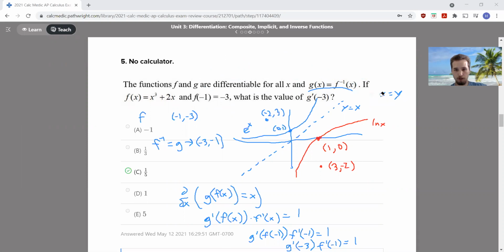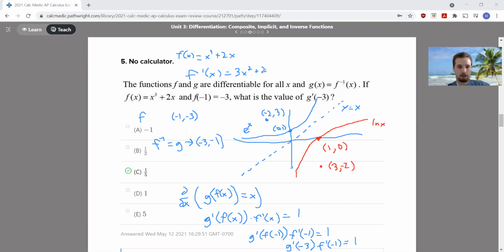Don't worry, the questions on the back half are a little bit easier. Let's take f of x equals x cubed plus 2x. So f prime of x, well, we're just going to be utilizing the power rule, right? So you get 3x squared plus 2.